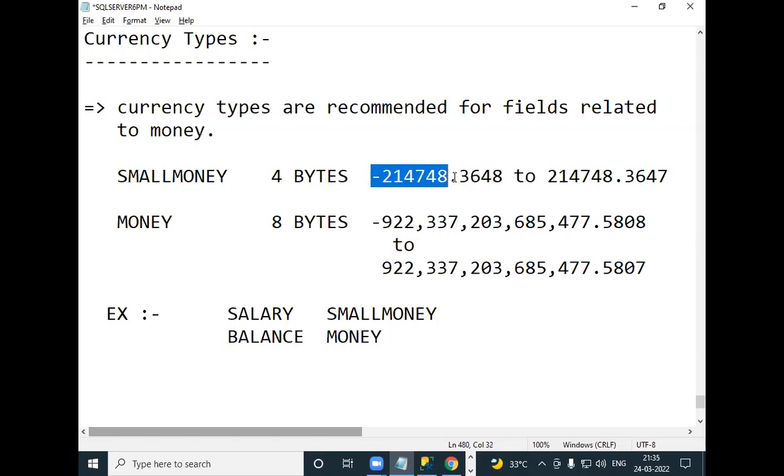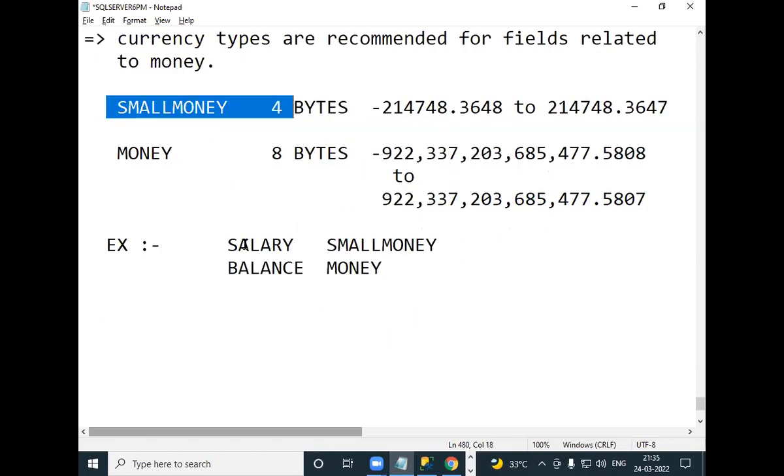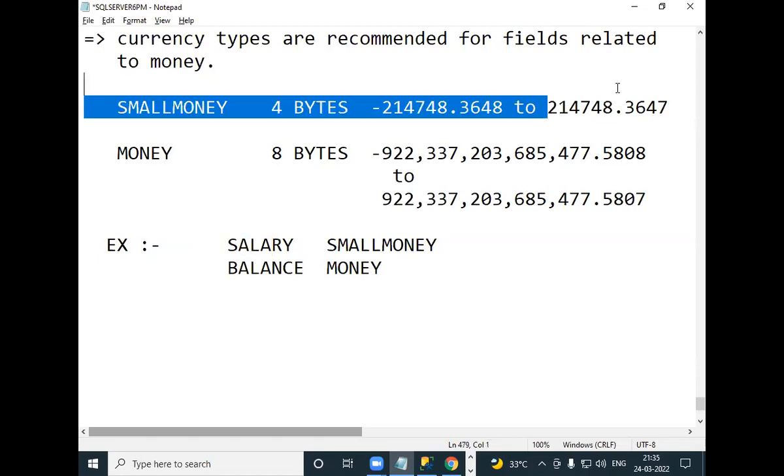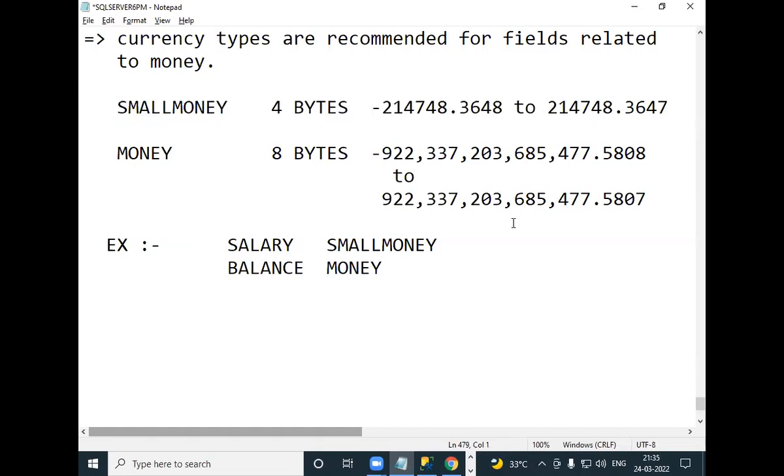Yes or no? Can I use small money for the salary column? Suppose salaries are less than or equal to this limit, then you can use it. But if the salary is above 2,14,000, you cannot use it. Then you have to use the money type. Understood? So for salary, use a currency type, small money or money.